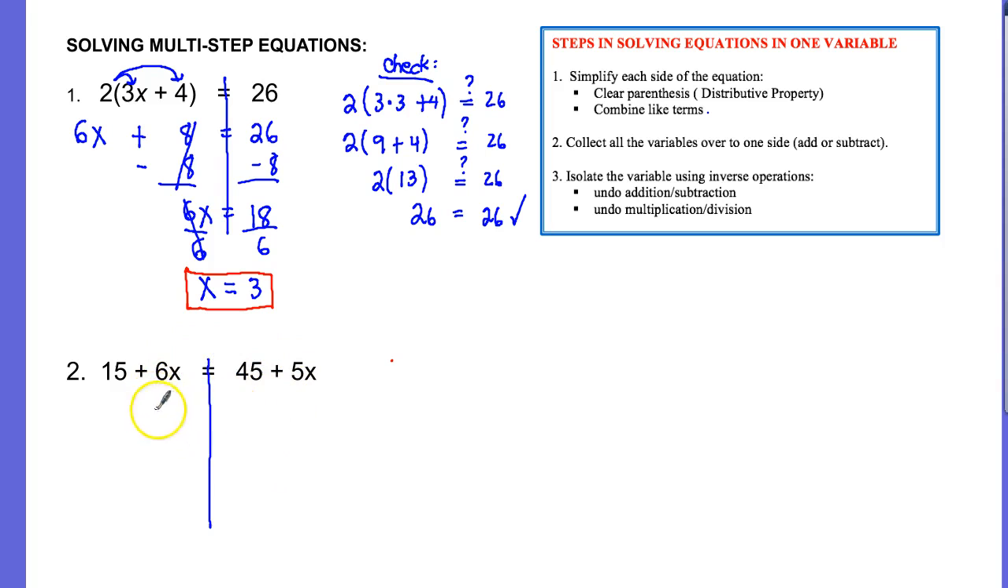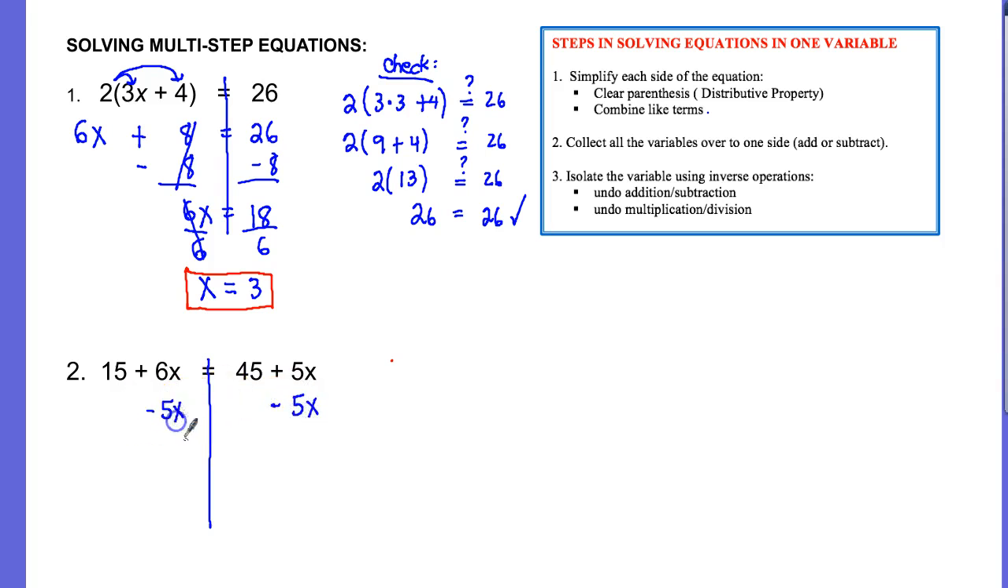So what you want to do is collect all the variables over to one side. So you want the smaller of the two to cancel out. Over here you have 6x's. Here you have 5x's. So you want the 5x's to cancel out. To cancel out, you have to use inverse operation. So this is plus 5x. So you will subtract 5x from both sides.